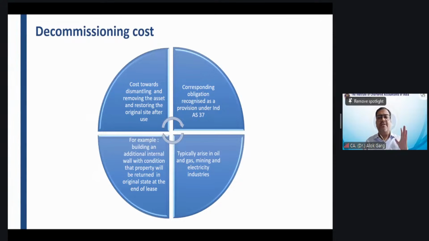Okay. Decommissioning cost, we have already spoken about decommissioning cost. Cost towards dismantling and removing the asset and restoring the asset's original site after use. Corresponding obligation recognized as a provision under Ind AS 37. For example, building an additional internal wall with condition that property will be returned in the original state at the end of the lease. Typically arise in oil and gas, mining and electricity industries. So this we have already covered.